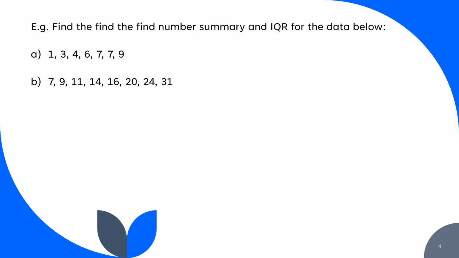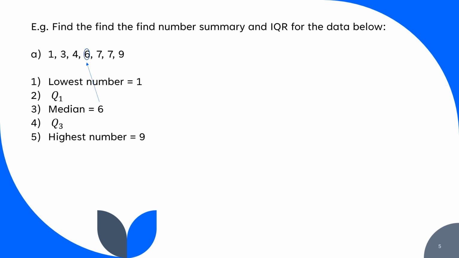So here's our first 2 examples. We're going to find the 5-number summary. Remember, it is lowest, Q1, median, Q3, highest. And then from that we'll find IQR, interquartile range, which is Q3 minus Q1.